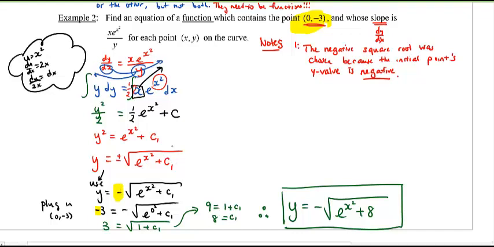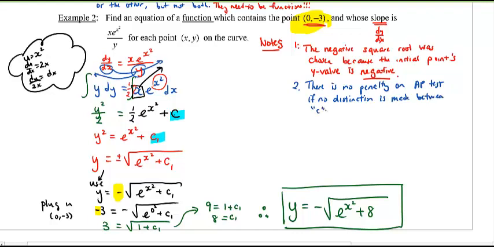Don't worry about this c and c sub 1 business here, okay? I know I made it like that because I think it's more clear, but just to be aware, on the AP exam, there really is no penalty if no distinction is made between our constant c or c sub 1 or anything else, okay?